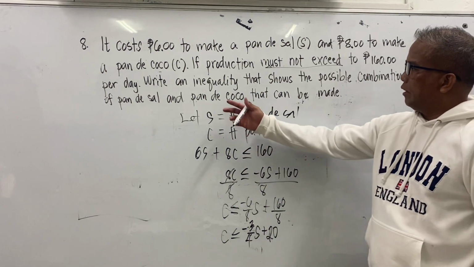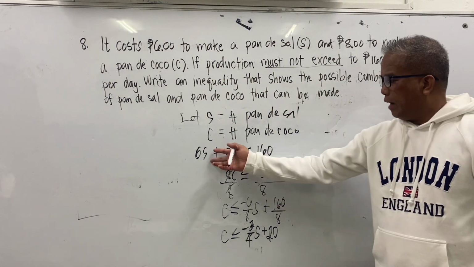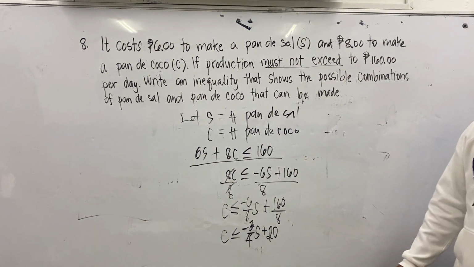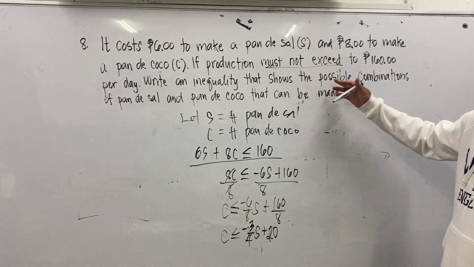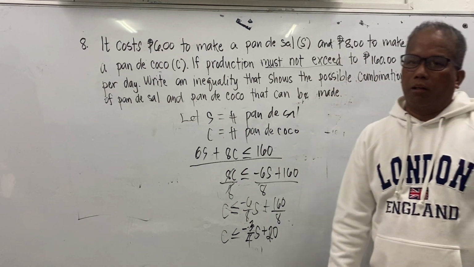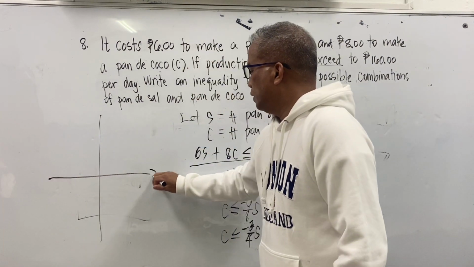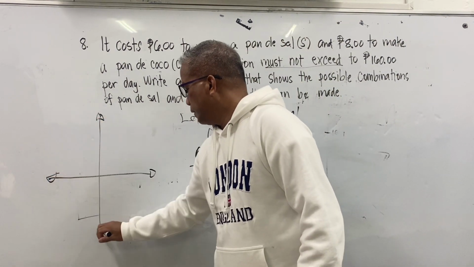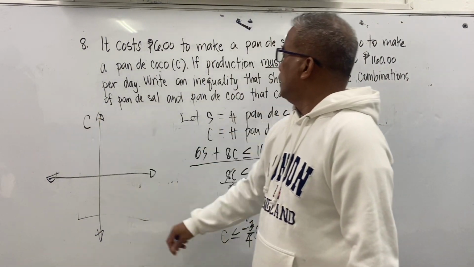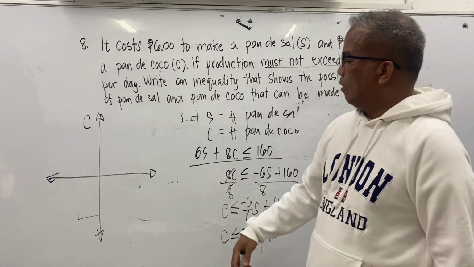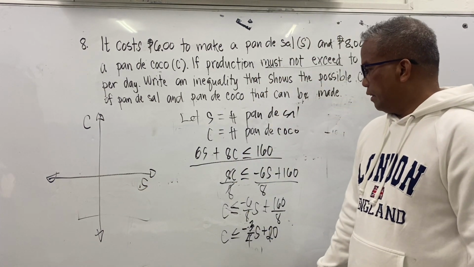Now, the question: write an inequality that shows the possible combination. So this is now the inequality. 6S plus 8C less than or equal to 160 shows the possible combinations. To find the possible combinations, we need to graph. The vertical line serves as our C, which is the pan de coco. Then the horizontal line is the S.